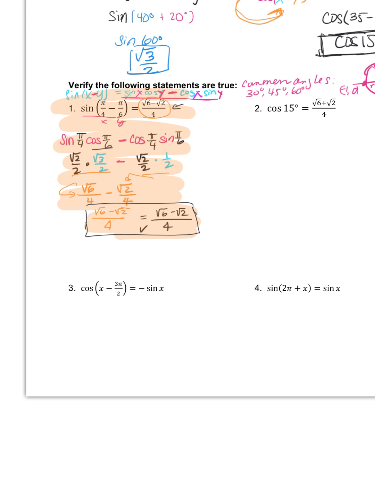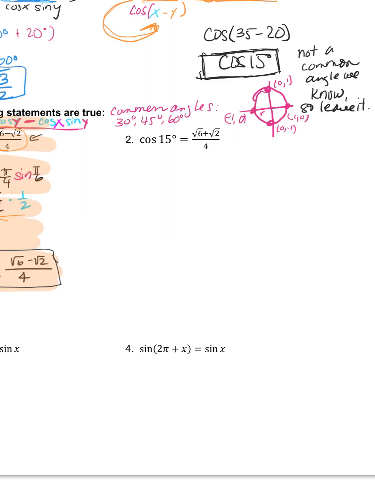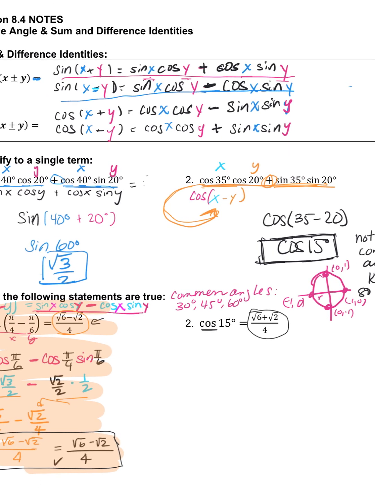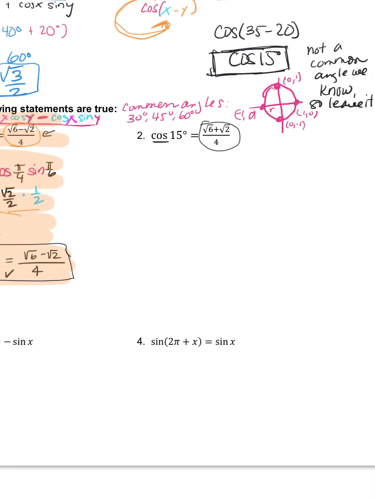Okay, so the next one we're going to do is number 2. We have the cosine of 15 degrees. We want to verify that it equals this over here. Again, I don't know what to do with the right to get to the left, but I can do the left. We're talking about these sum and difference identities, so we're going to use something like this. We have a cosine, so we know we're going to want to use one of these two cosine equations up here. Now what we want to do is use the angles we know.